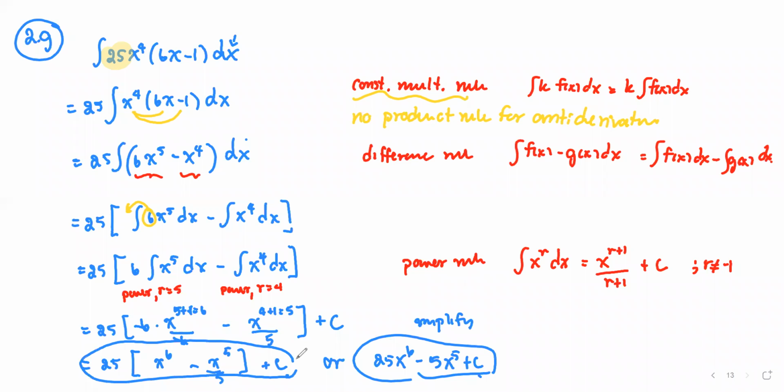as a solution for the integral of 25x to the fourth times 6x minus 1 with respect to x.